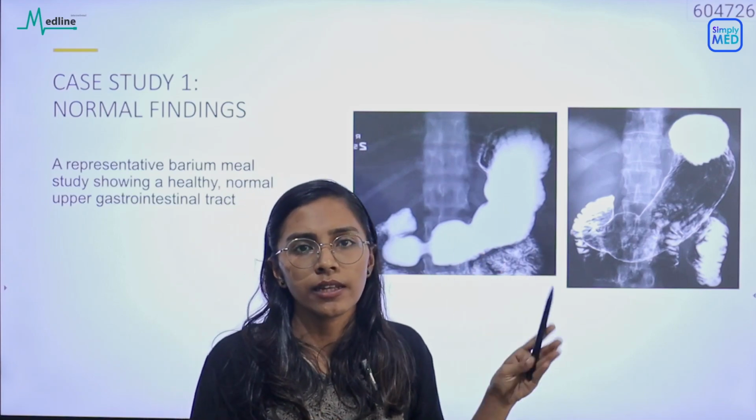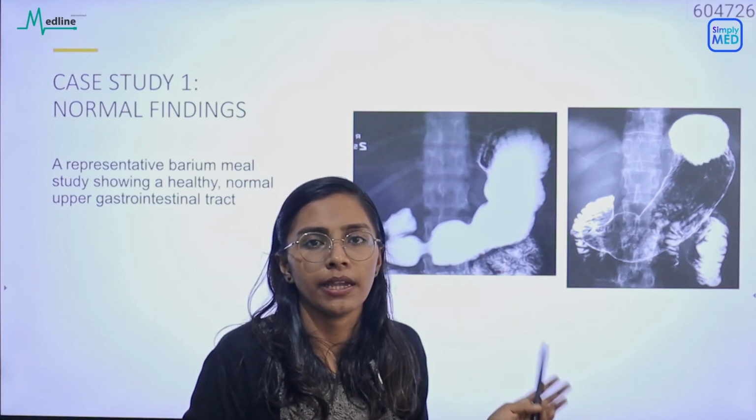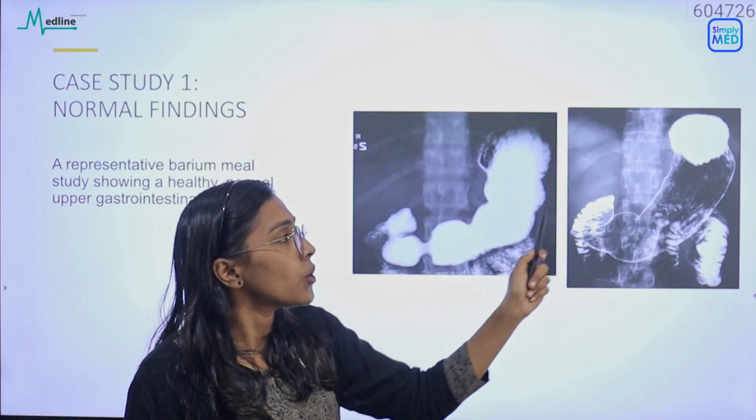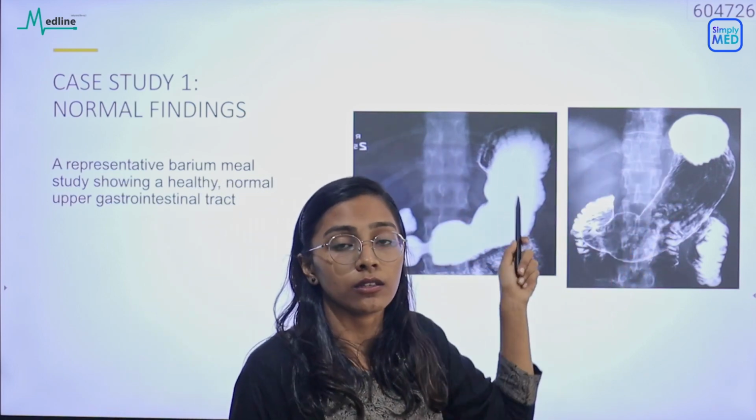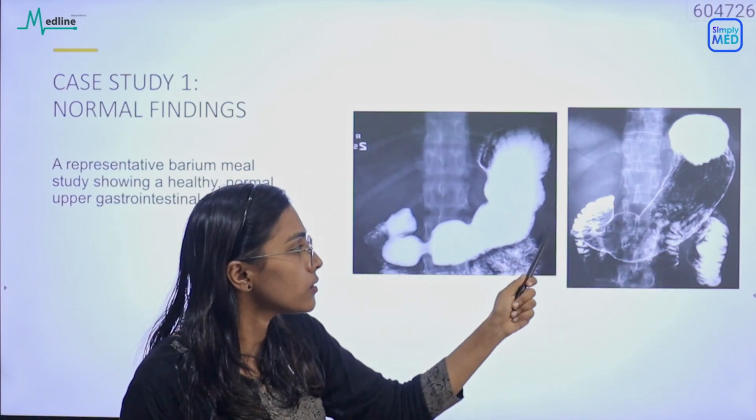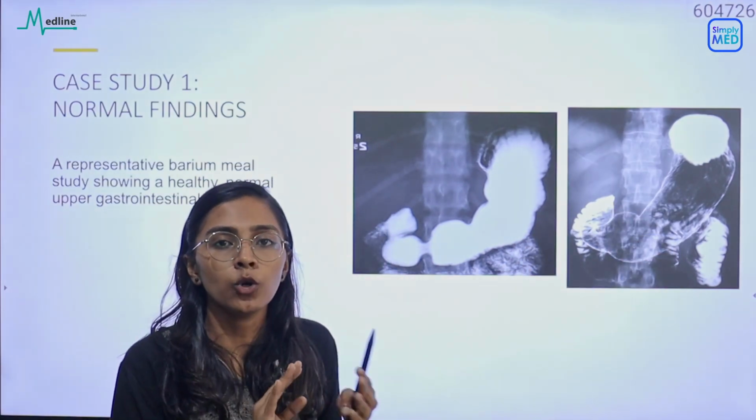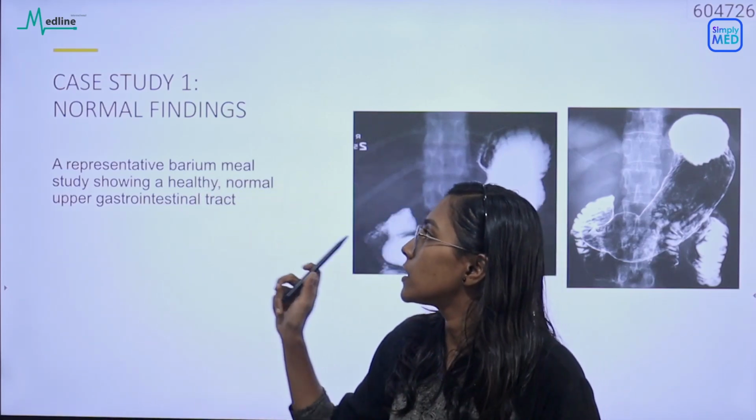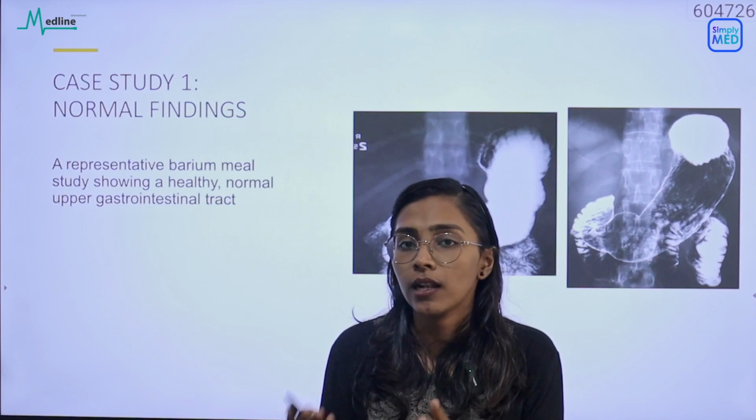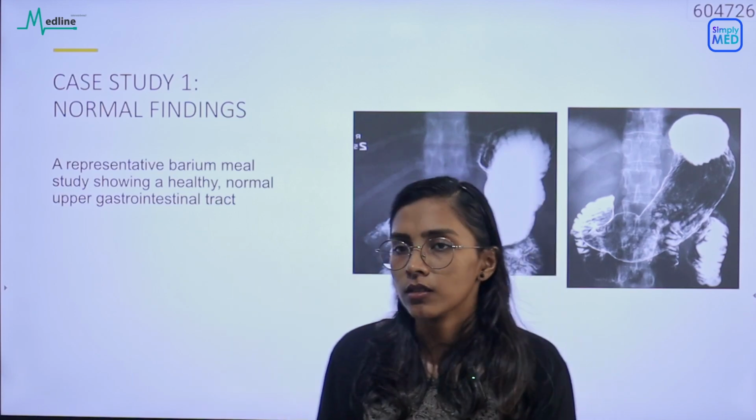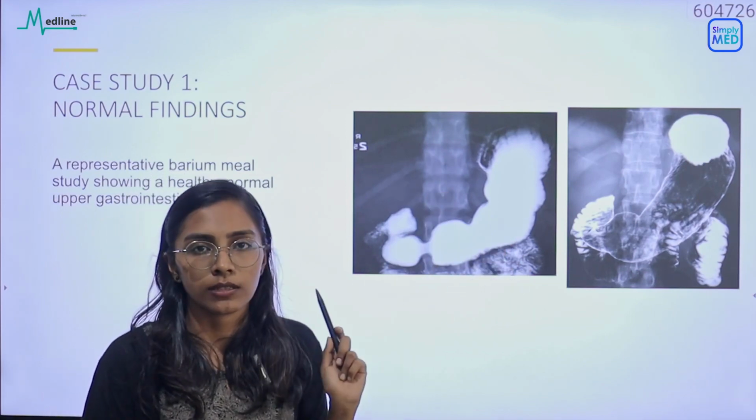This is a typical example of a barium study with normal findings. You can see that the contrast flows through the esophagus and through the stomach, and it reaches the duodenum, and it flows smoothly without any hindrance. This is a representative of barium meal showing a healthy normal upper GI tract. So this is how a normal GI tract looks.